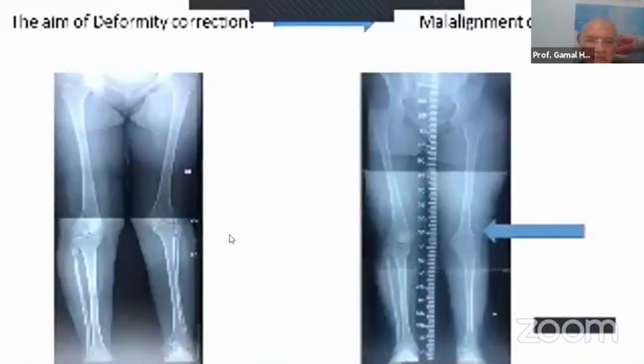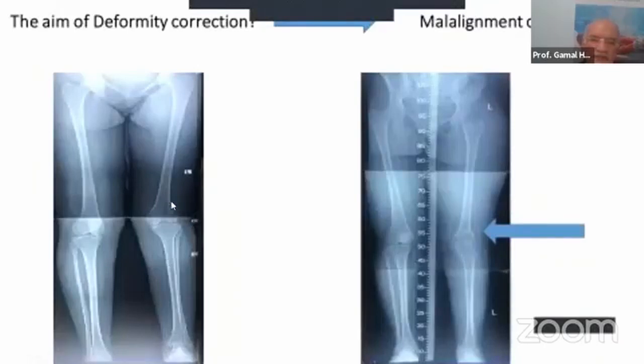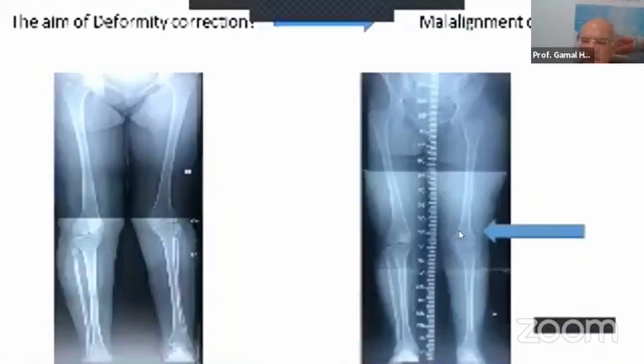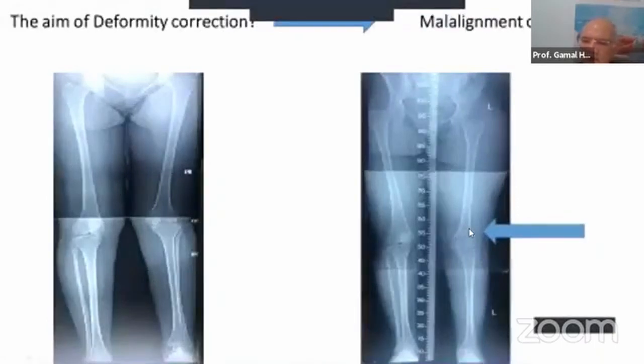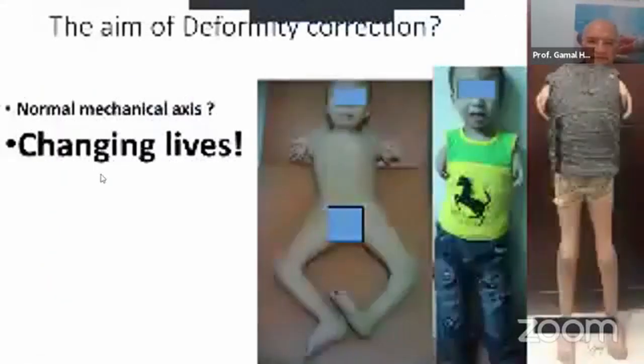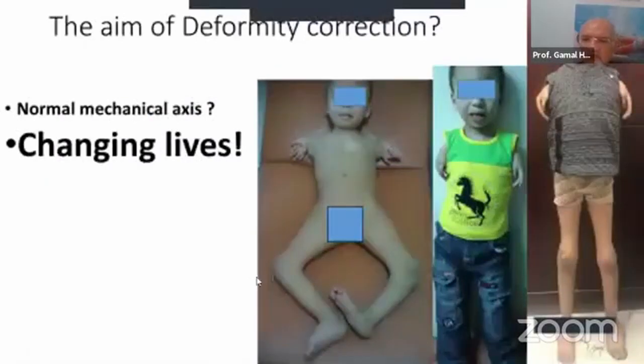If it's just a malalignment correction, look at this patient with a valgus deformity who had a supracondylar femoral osteotomy, and we corrected the mechanical axis. It's not just like this. Look at this patient with such a deformity. Bedridden at age 5, and this is after treatment. Look at him in adolescence.